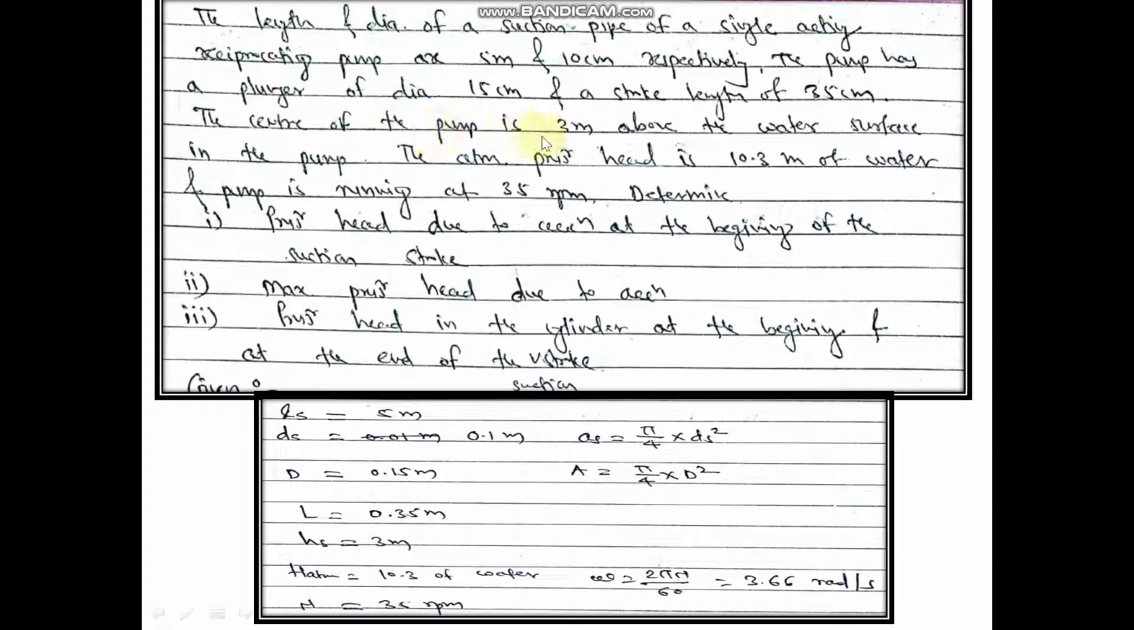The center of the pump is 3 meter above the water surface in the pump. So suction head is given, HS, 3 meter. The atmospheric pressure head is 10.3 meter of water and pump is running at 35 rpm. N, capital N, is given 35 rpm.